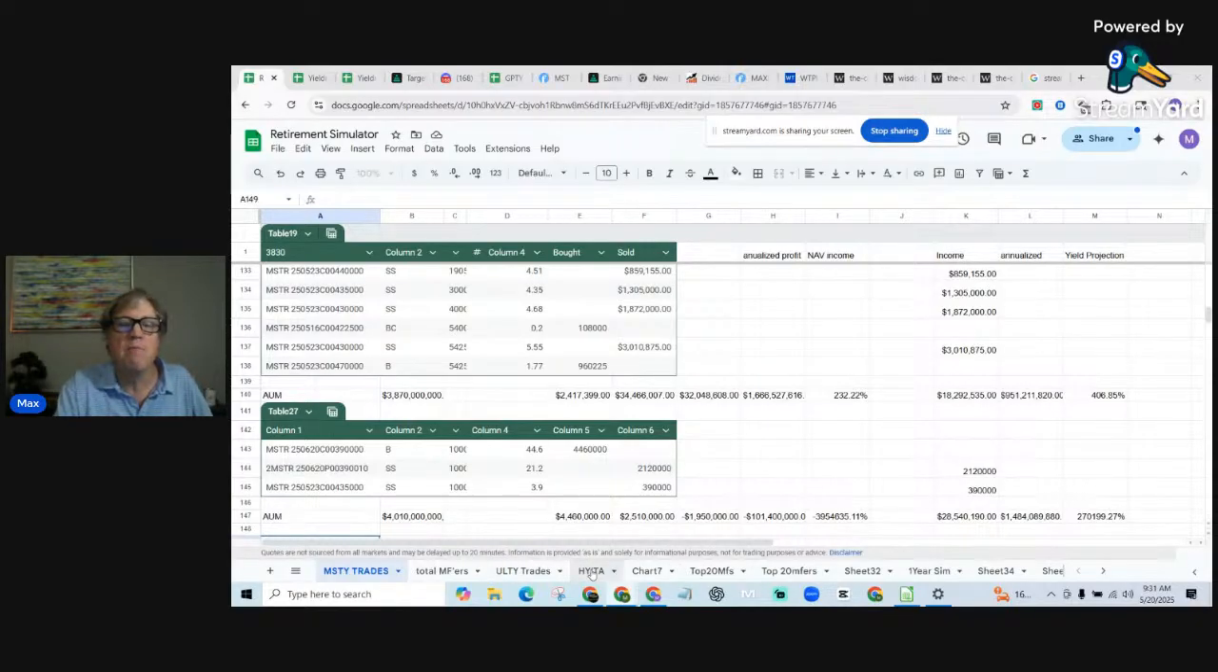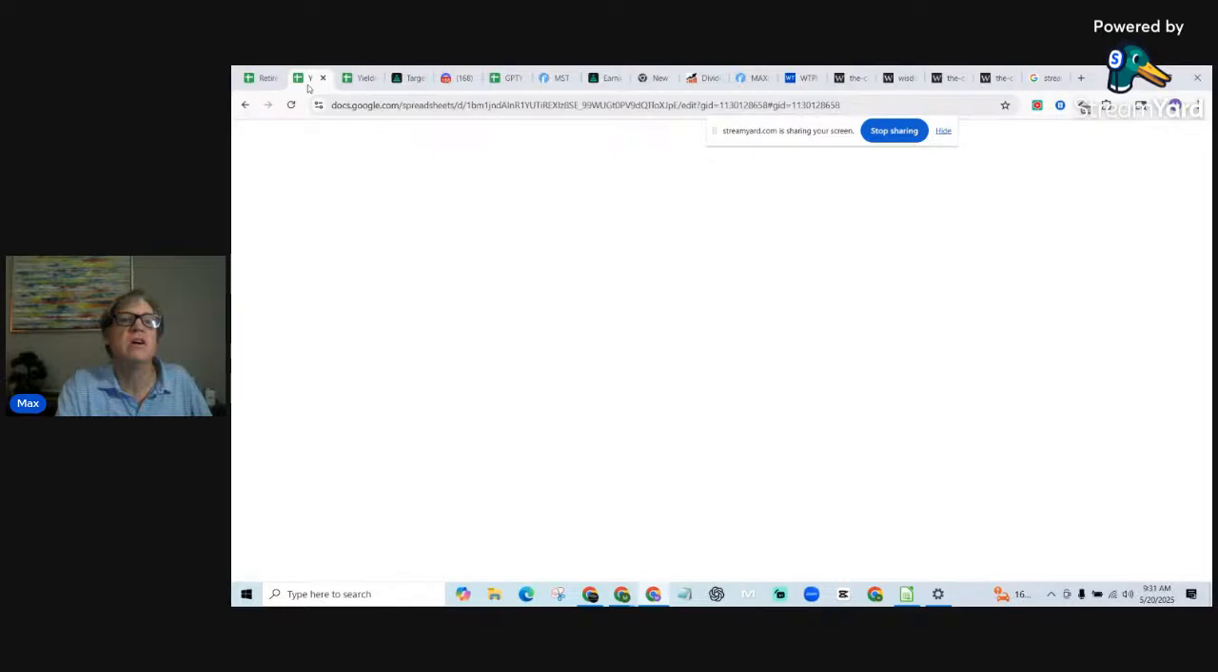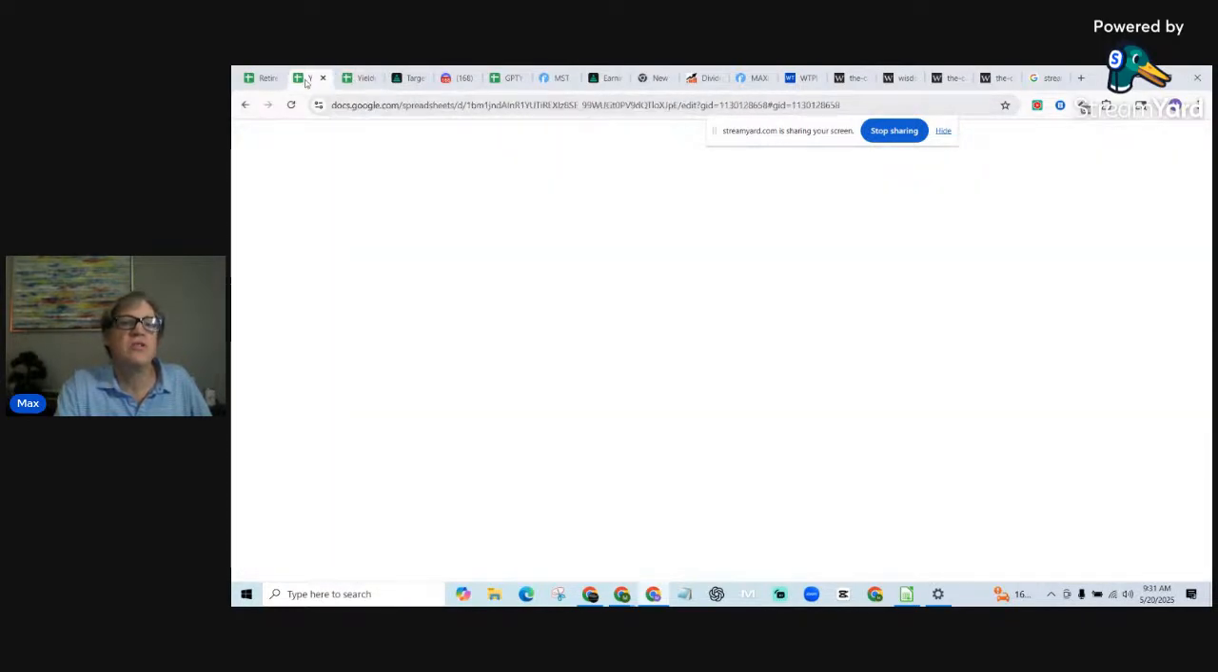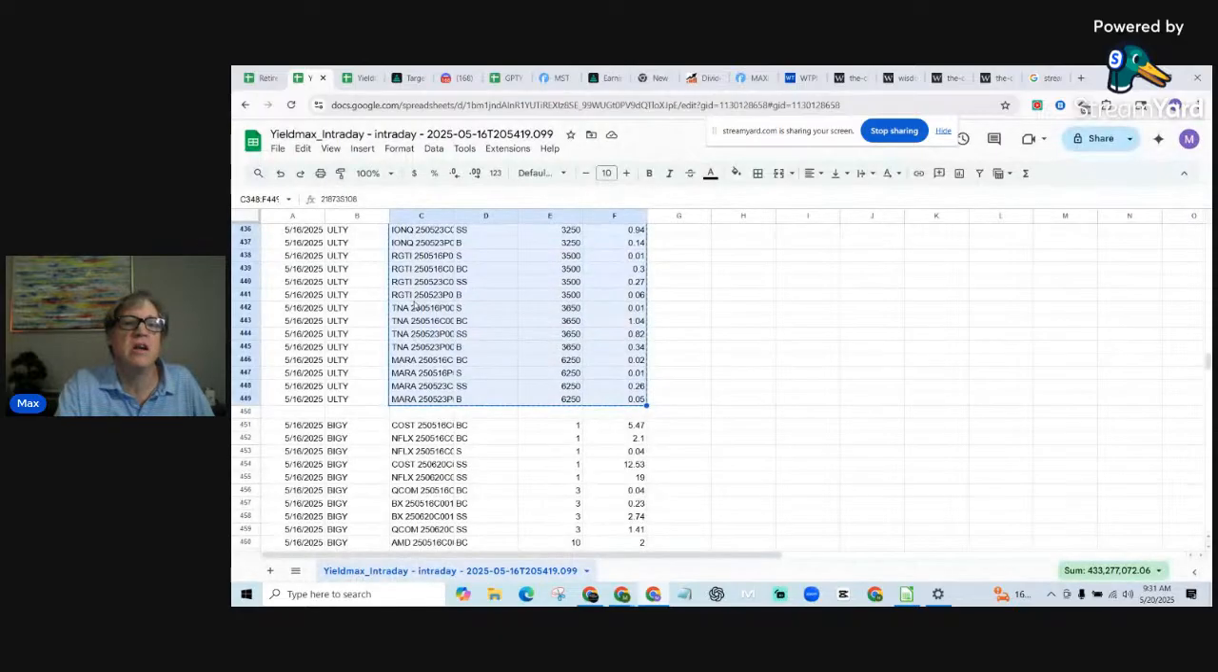All right. So let's look at some other stuff. Let's go to... let's see, that's the trades. This is everyone's trades yesterday.